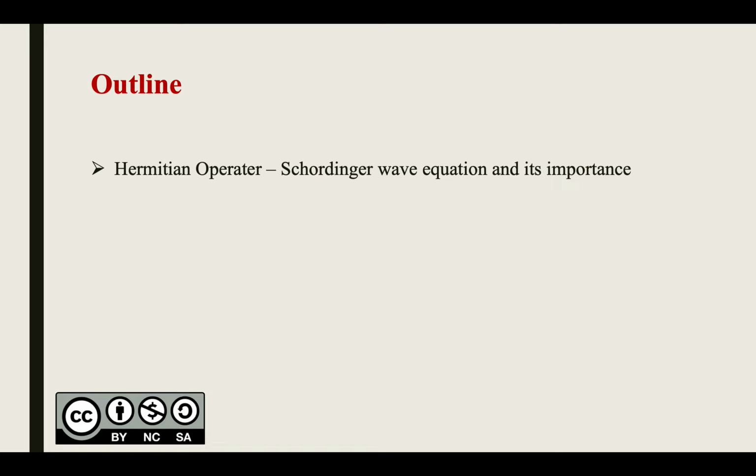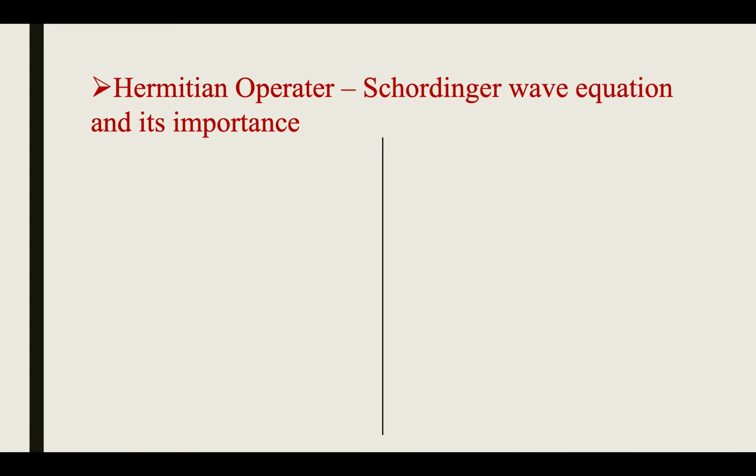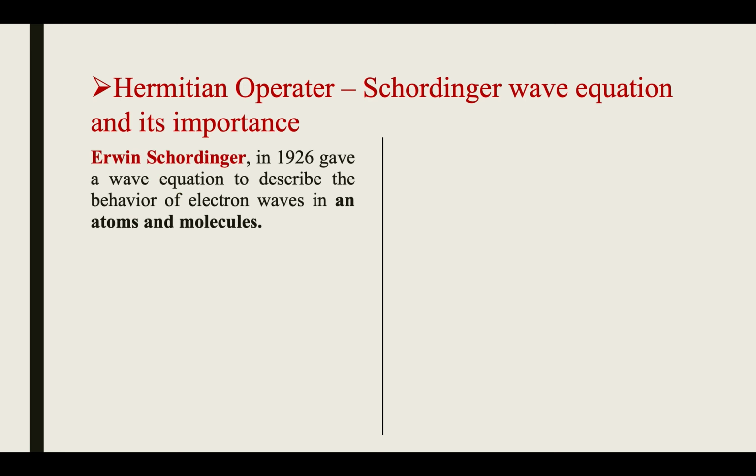Here is the outline. First I will take the Hermitian operator, the Schrodinger wave equation and its importance. So let's see who is Schrodinger. Edward Schrodinger was a scientist. In 1926, he gave the wave equation to describe the behavior of an electron wave in atoms and molecules.